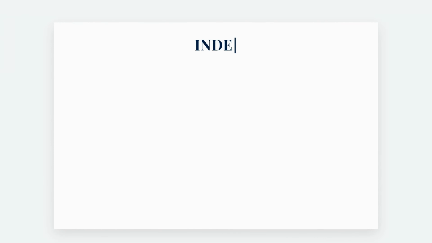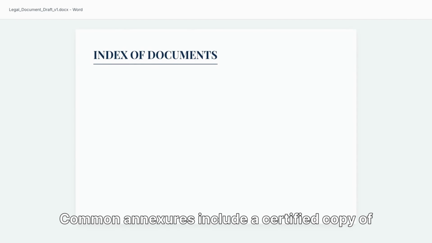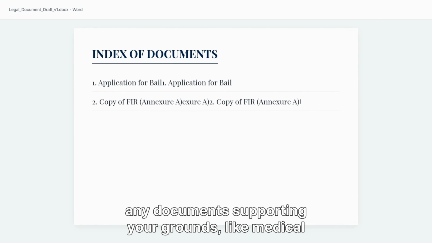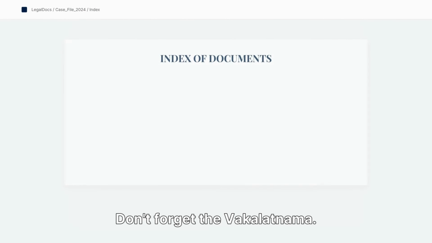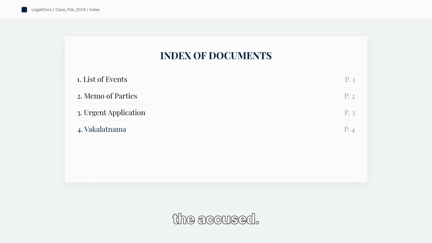Organization matters. Create an index page to help the court staff and the judge navigate your filing easily. Common annexures include a certified copy of the FIR, the applicant's ID proof, and any documents supporting your grounds, like medical reports. Don't forget the wakalatnama. This is the document that authorizes you to act as the legal counsel for the accused.